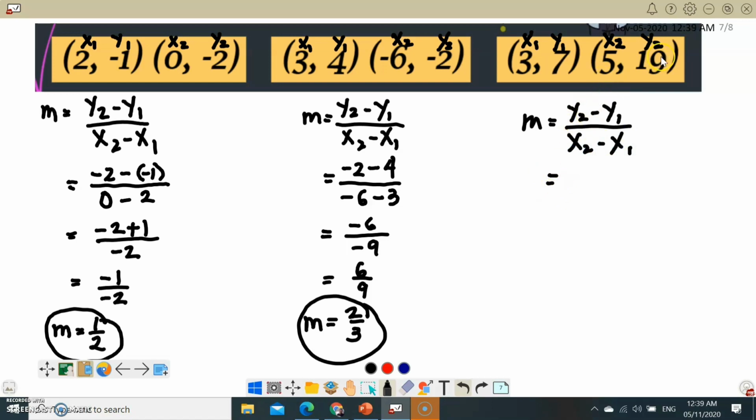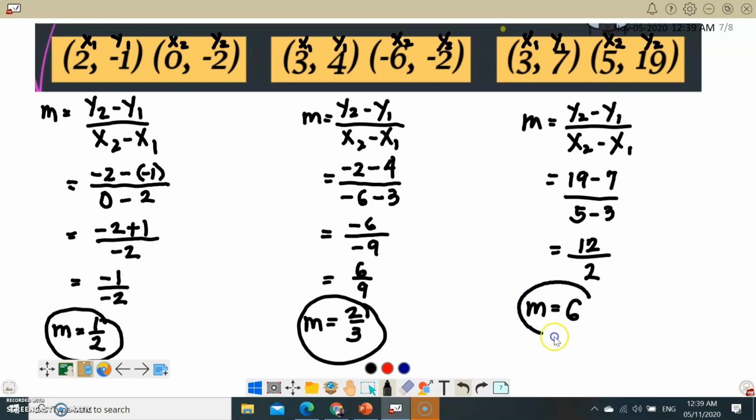Substitute the values. y sub 2 is equal to 19 minus y sub 1 is equal to 7, over x sub 2 is 5 minus x sub 1 is equal to 3. So 19 minus 7 is equal to 12, over 5 minus 3 is equal to 2. Our slope now is equal to 12 divided by 2. That is equal to 6.